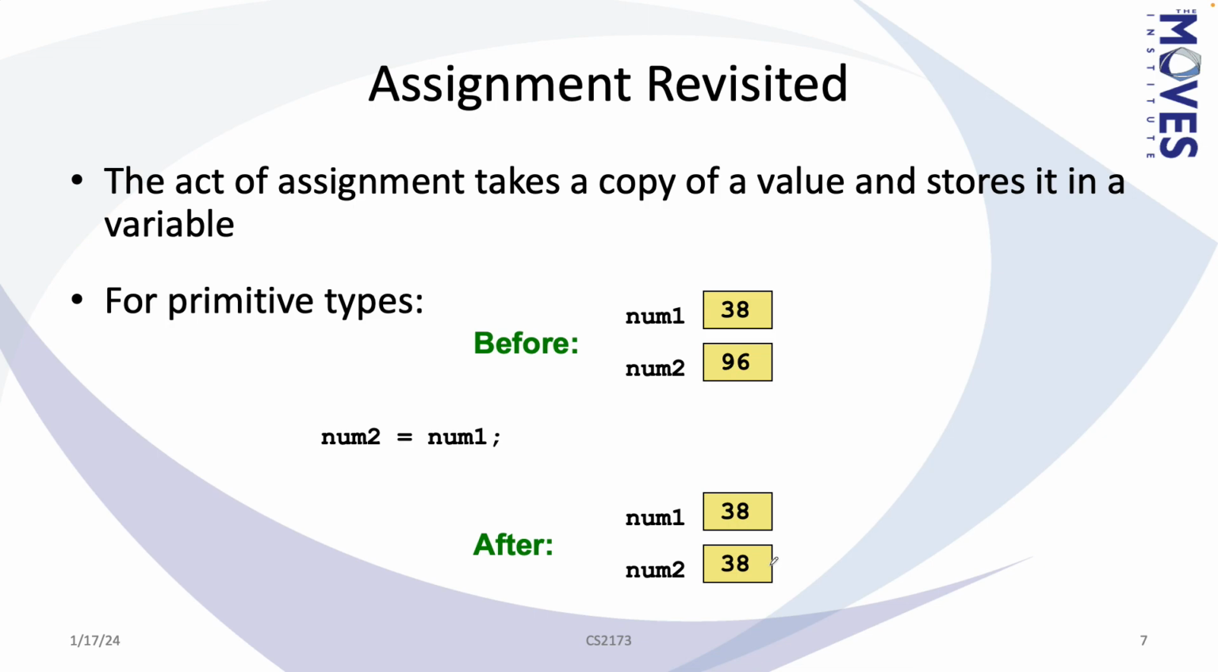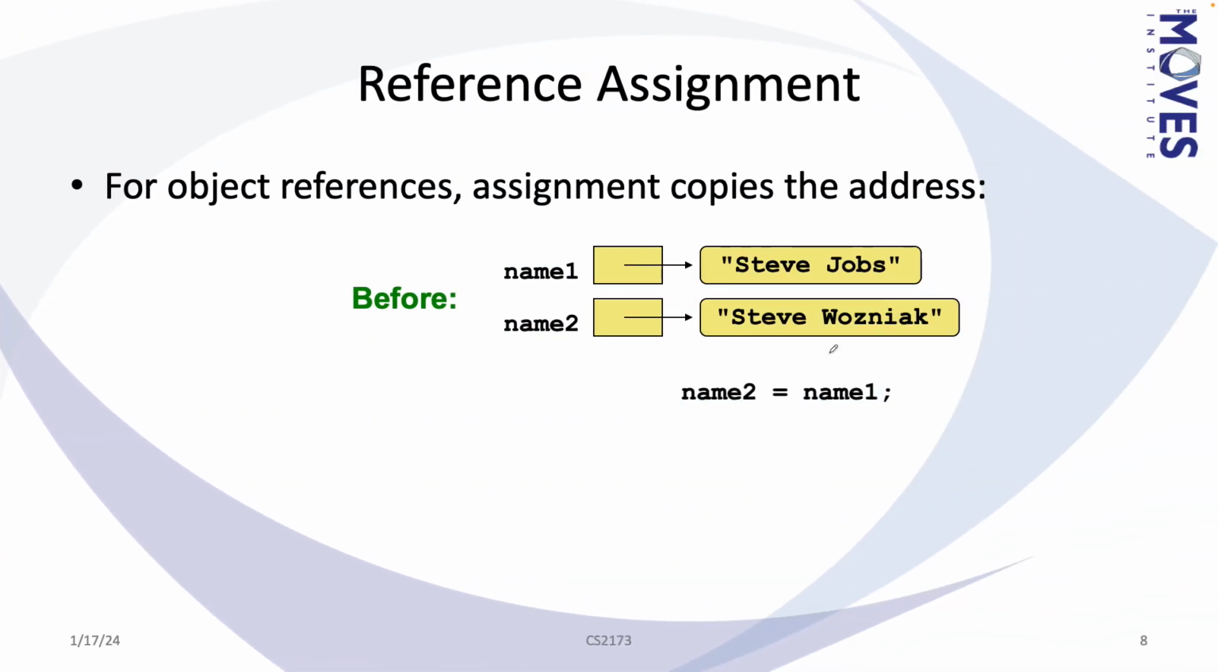So the act of assignment takes the copy of a value and stores it in a variable. For example, for a primitive type, say I have two numbers, 38 and 96, so there they are. Then if I execute this statement, num2 is equal to num1, afterwards it takes the value of num1, 38, and stuffs it into the contents of num2. Now the same thing is going on when we use object references, but it's important to understand that.